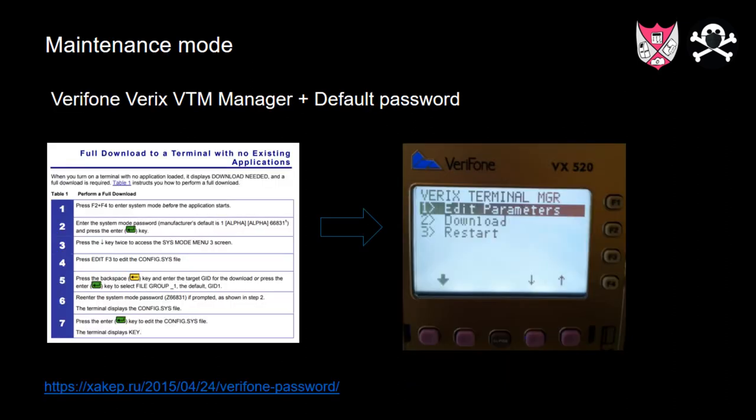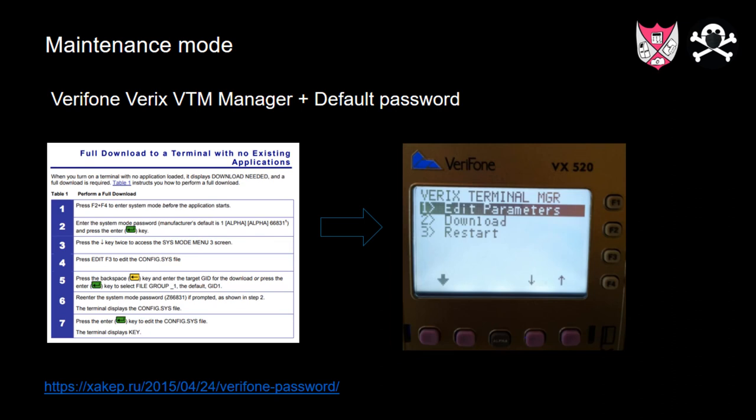Well, how to get into these maintenance modes? The answer we found in official documentation. As you see, to enter this mode, you have to press F2 and F4 during the boot of the pin pad and enter the password. The default password in this case is discussed many times, but no one changes it, surprisingly.